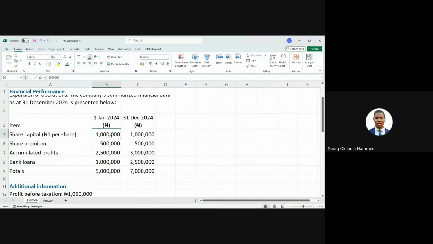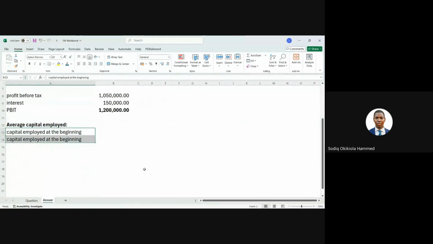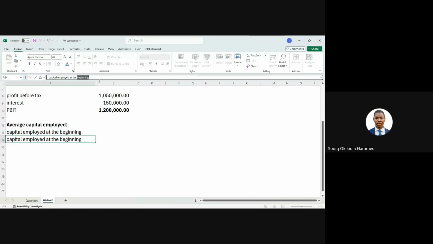So this is our share capital, which is part of the equity. Share premium is part of the equity. Accumulated profit is part of the equity. Bank loans. So these are our total capital employed at the beginning. This is our total capital employed at the end. So let me say capital employed at the beginning and capital employed at the end.